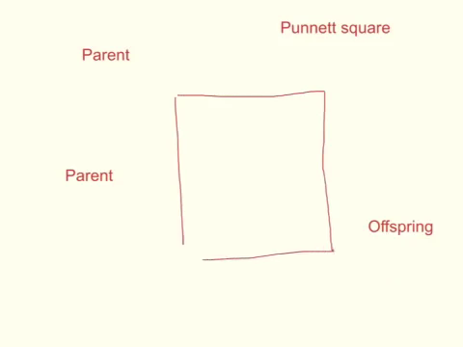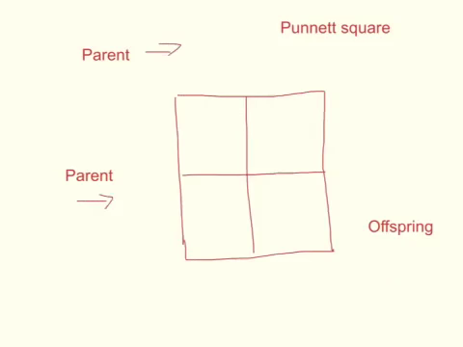So let's talk about Punnett squares and how we actually figure out what offspring would look like based on their parents. A Punnett square is nothing more than a chart. We put one parent up on the top and the other parent on the side.